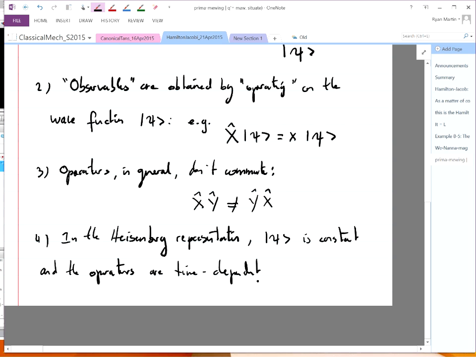Let's say I have an electron moving along the x-axis. In the Heisenberg representation, that thing that is the electron is described by a constant thing called the state vector. To know where it is as a function of time, I have to use this position operator, and that position operator depends explicitly on time. So when I put in different values of time and act with the operator x on psi, I get different values at different times, because the operator x is different at different times. Okay?